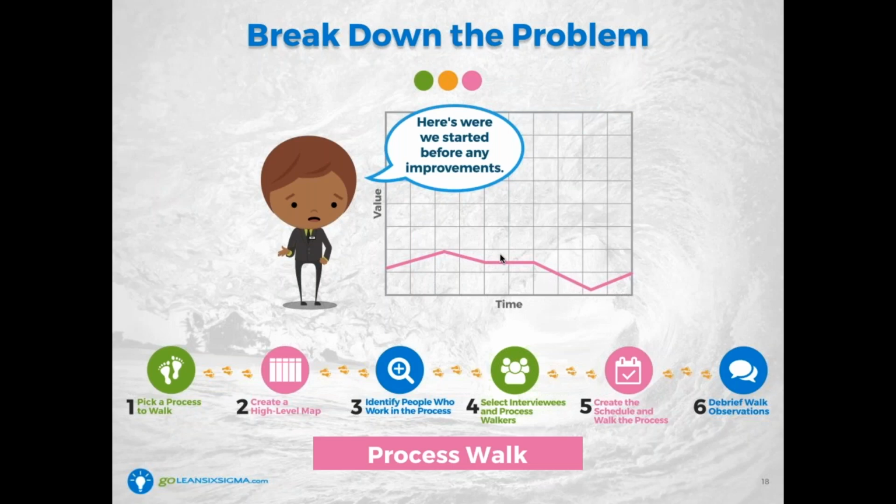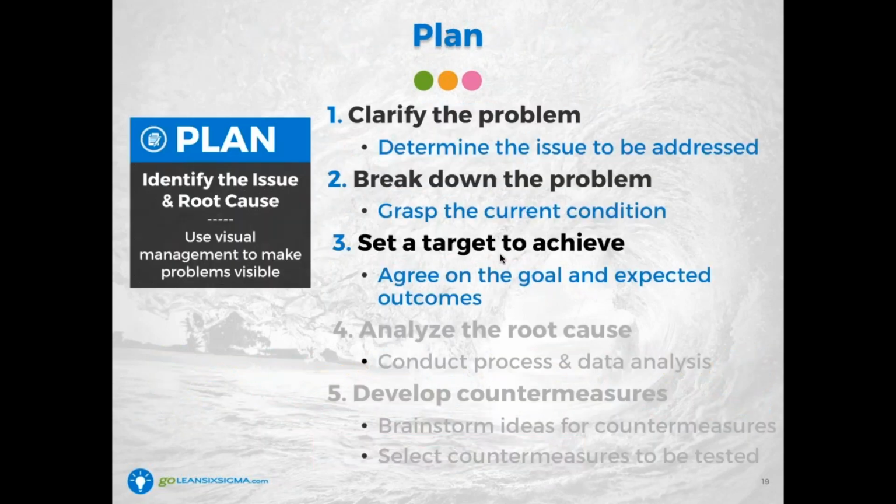So ultimately, there's a lot of things you could be doing here in breaking down the problem. And again, building profound knowledge of the current state is one way to get an understanding of what's happening, and then figuring out what is within your scope. So it could be walking the process, like we've said, mapping it, collecting data, interviewing people. All of these things are part of breaking down the problem. So then you are able to set a target to achieve. So this is again agreeing on a goal and an expected outcome.